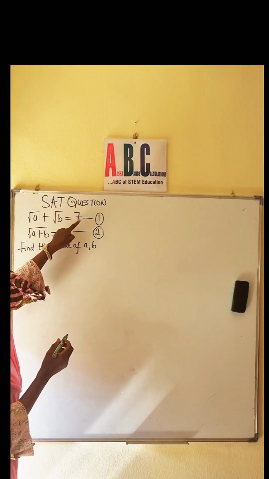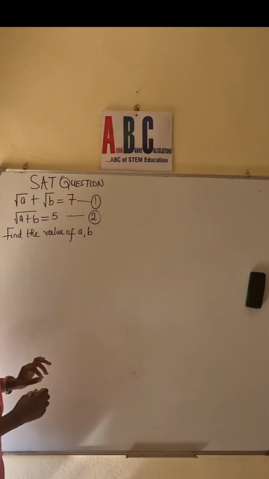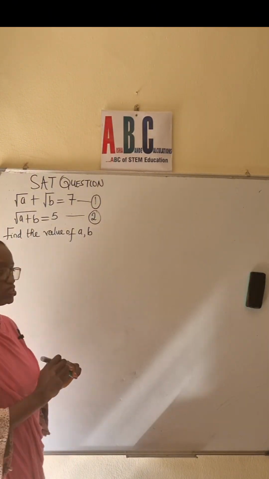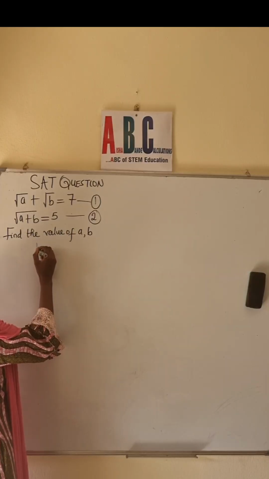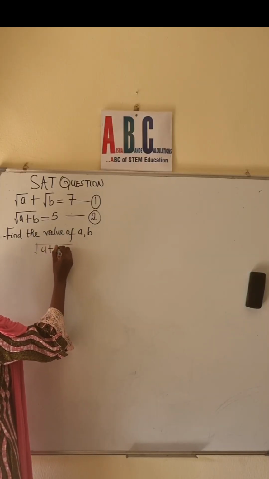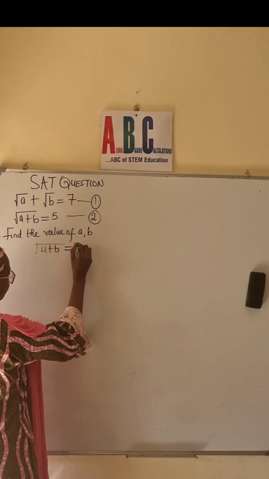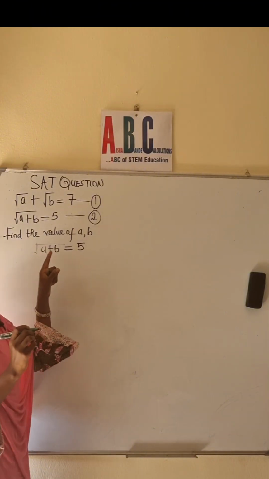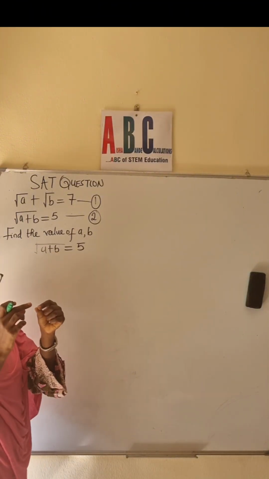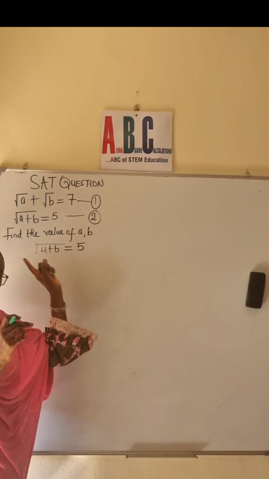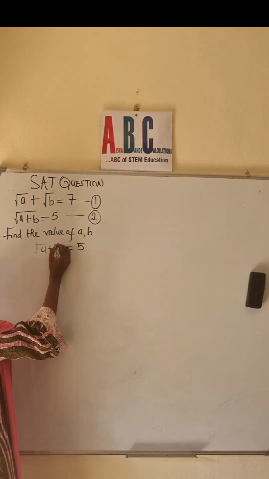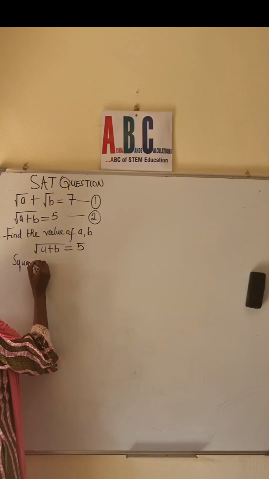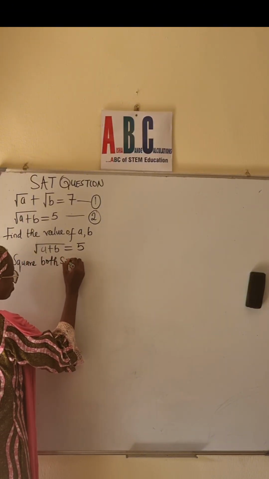Root A plus root B is equal to 7, and the square root of A plus B is equal to 5. Let's pick equation 2 and work with it, which is the square root of A plus B is equal to 5. The next step is to take the square of both sides so as to eliminate the square root symbol on the left-hand side, where we have the square root of A plus B.